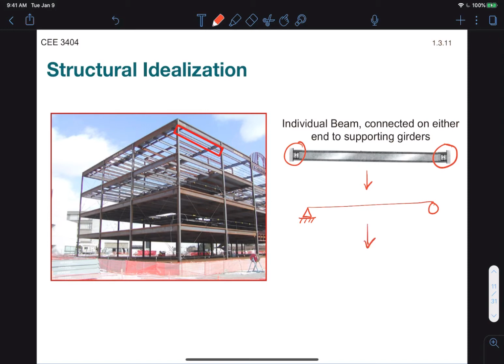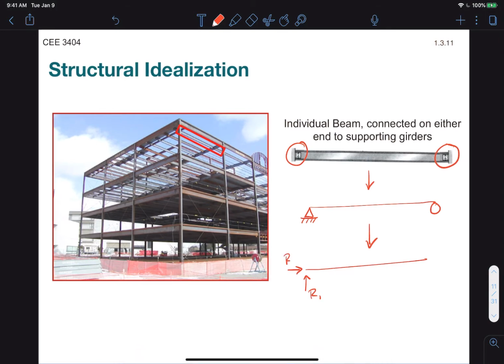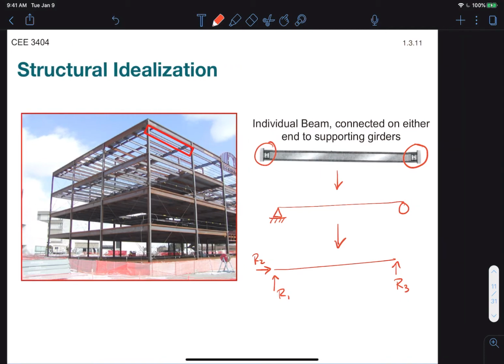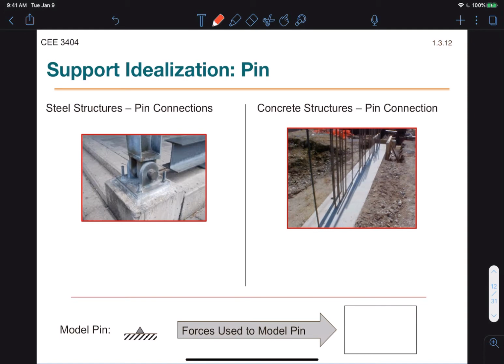And then finally, we can model this beam as a vertical reaction and horizontal reaction, R1 and R2 on the left side, and a vertical reaction, R3, on the right side. So let's see how to do that by looking at the different types of ideal connections.